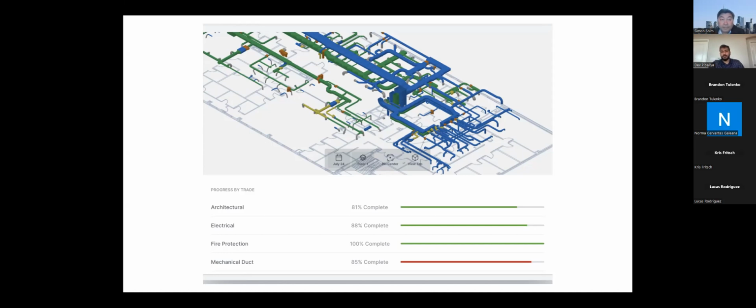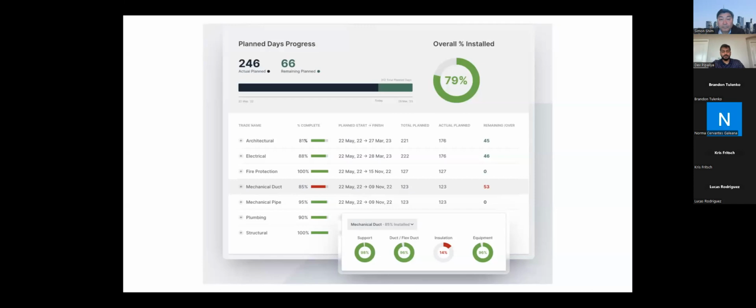It doesn't have to be per month or per week. And if you want a detailed analysis, it can even give you that. For example, the fire duct, just like the mechanical duct, that's the one that's behind. The rest of it is completed. So that's how you can use AI in it.